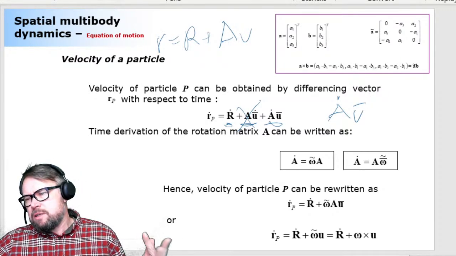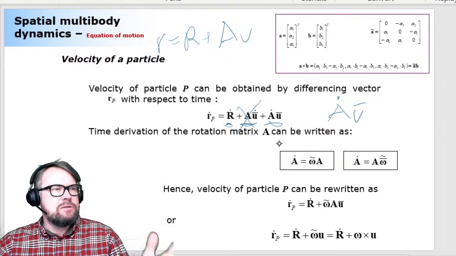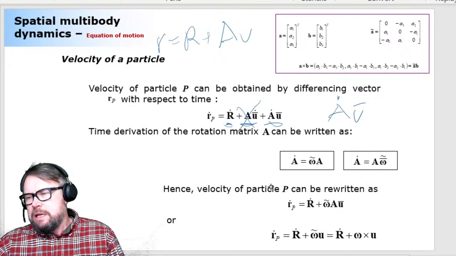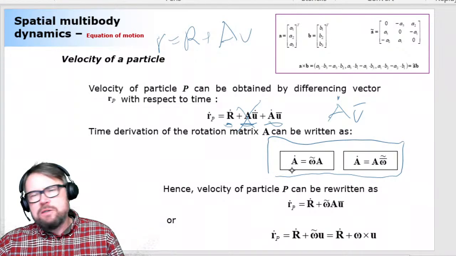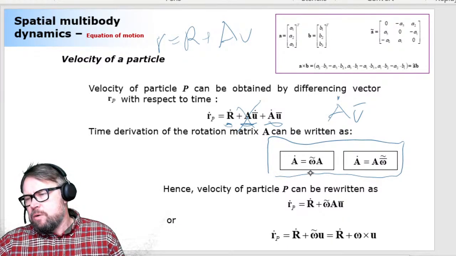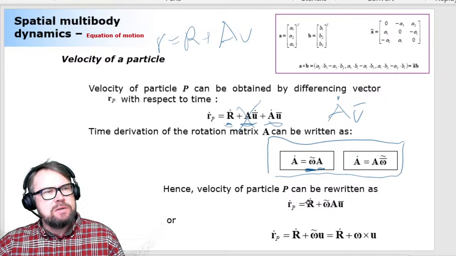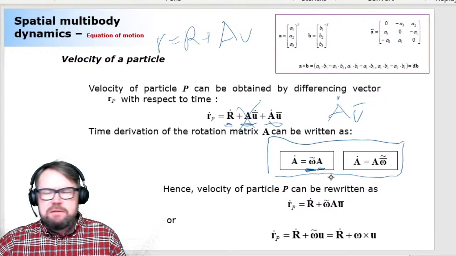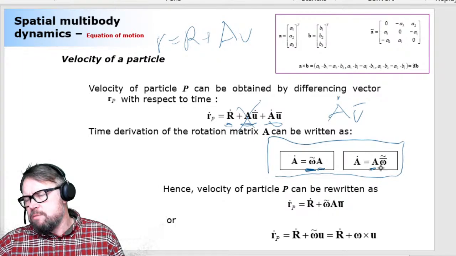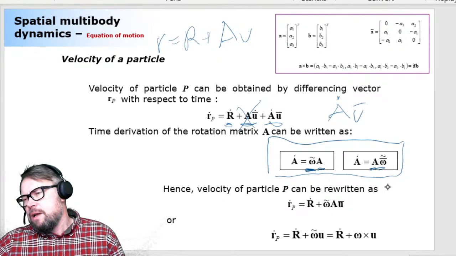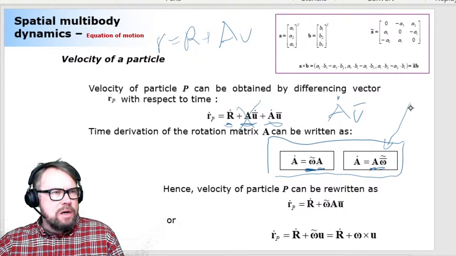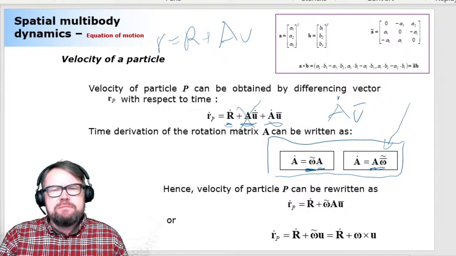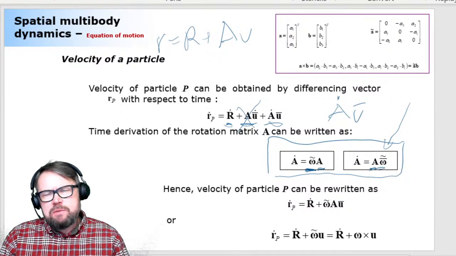All right. I'm not going to explain in detail how it goes. Hopefully there will be lecture notes available for you soon, which say that you can describe this A dot, which is the rotation matrix differentiated with respect to time, as the skew-symmetric form of angular velocity multiplied by the rotation matrix. Or alternatively, you can express it as the rotation matrix multiplied by the skew-symmetric form of angular velocity that is expressed with respect to the local coordinate axis. Either way, you can pretty much select what you want.